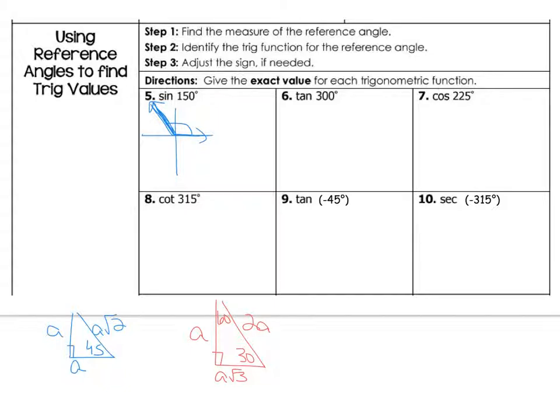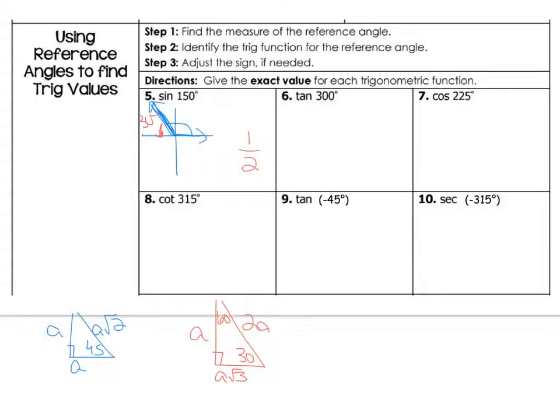Then you're going to find your reference angle. What's your reference angle here? If that angle is 150 degrees, that reference angle is 30 degrees. Well, what's the sine of 30 degrees? You can look down here, opposite over hypotenuse, A over 2A would be 1/2. So we're going to say 1/2.